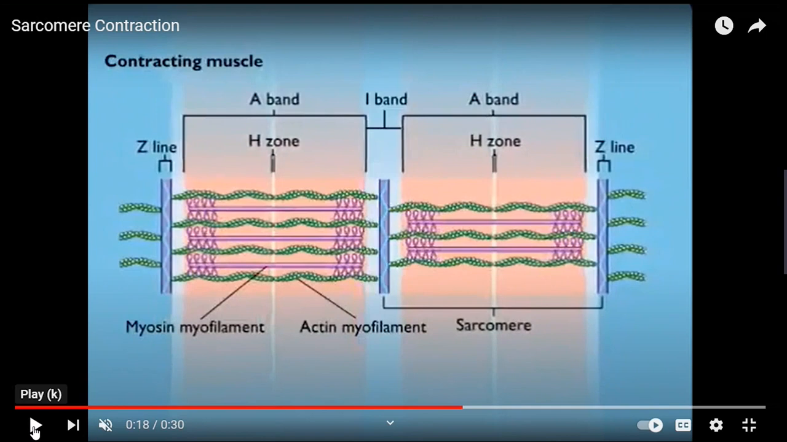So the actin, the green, it didn't get shorter. They came closer together, right? The end of one actin came closer to the end of the other actin, so they came closer to each other, but nothing got shorter.